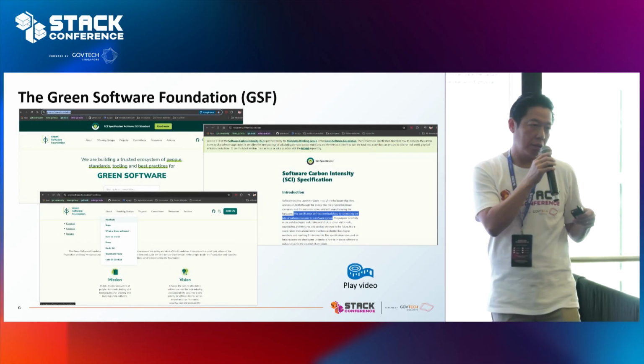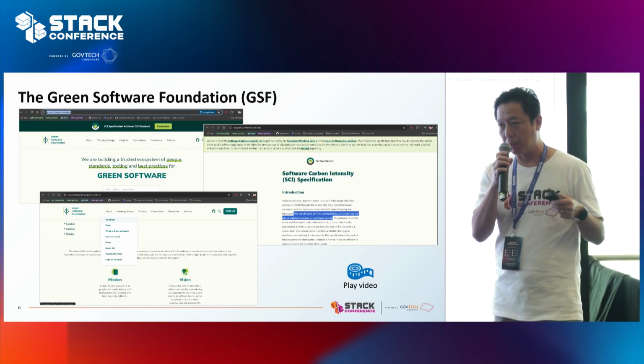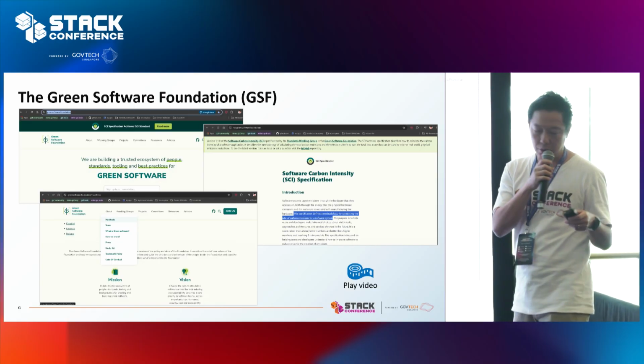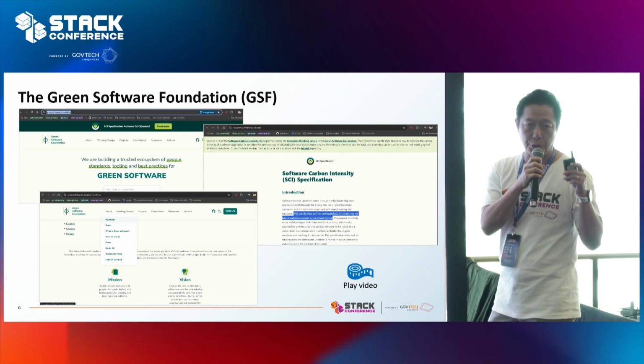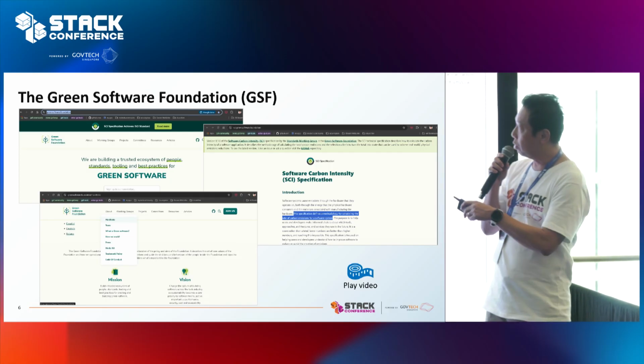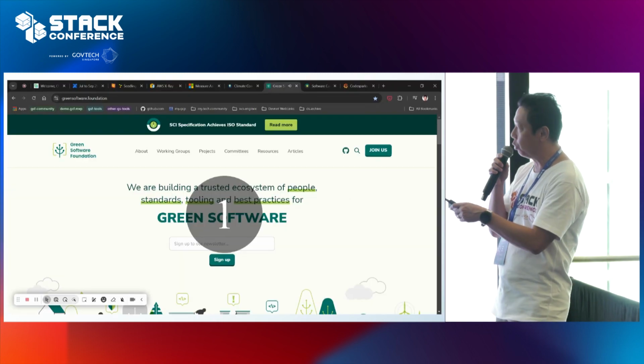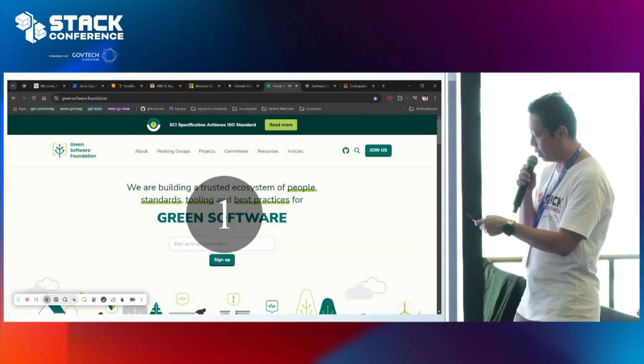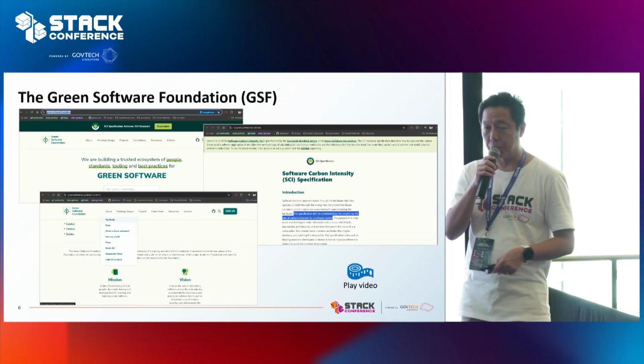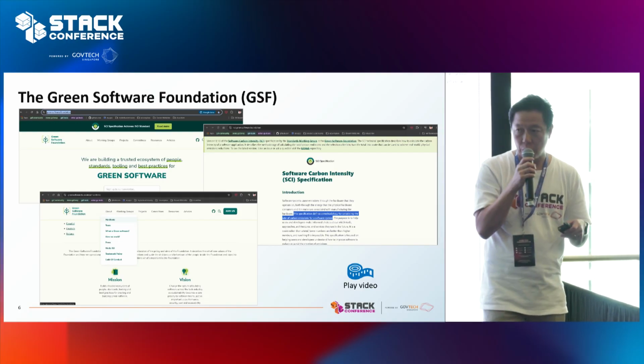But then how do we start? Where do we start? By learning about green software and its practices, right? So the first port of call is to visit the Green Software Foundation website. You can type greensoftware.foundation. This is where you find all the resources regarding green software, right?